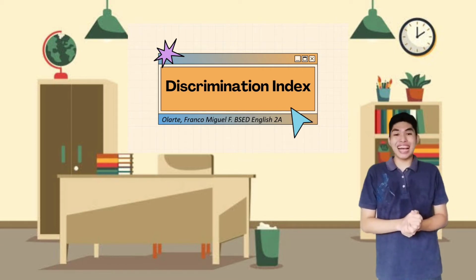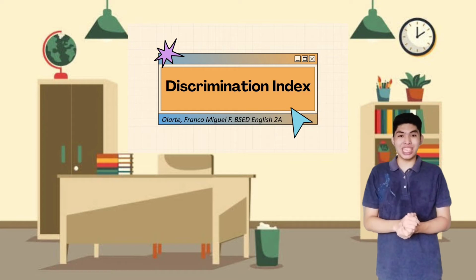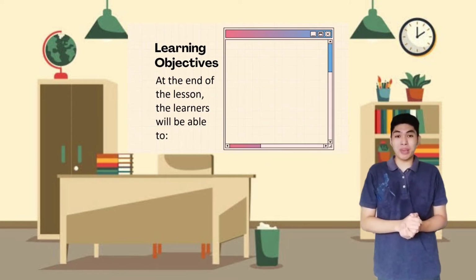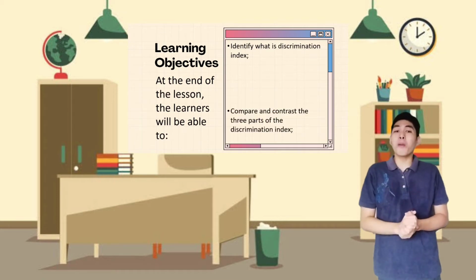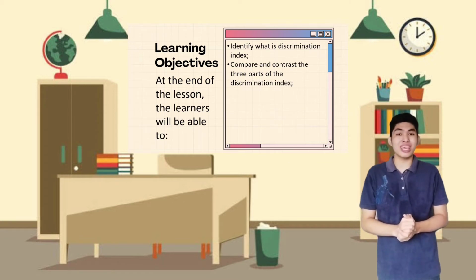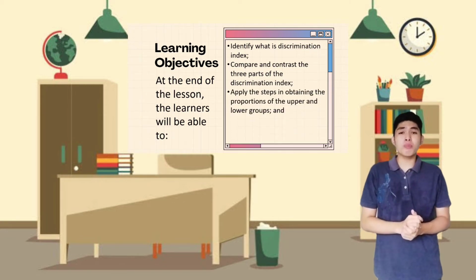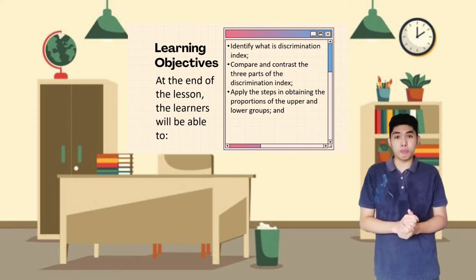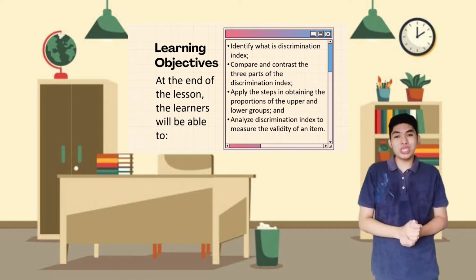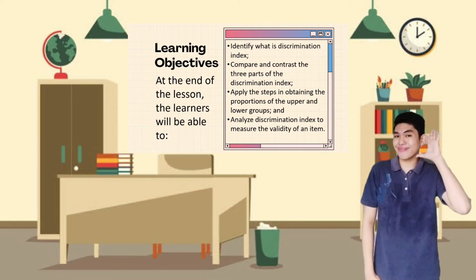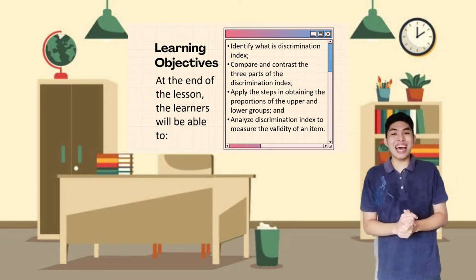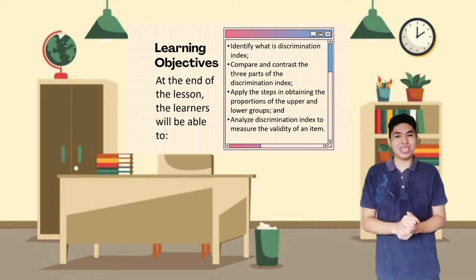Before we formally start our class, let's first read our learning objectives. At the end of the lesson, the learners will be able to: first, identify what is discrimination index; second, compare and contrast the three parts of discrimination index; third, apply the steps in obtaining the proportions of the upper and lower groups; and last, analyze the discrimination index to measure the validity of an item. I hope we will meet all those learning outcomes in today's class. Are the learning objectives understandable, class? Oh, that's good to know that the class has understood the learning objectives for today.